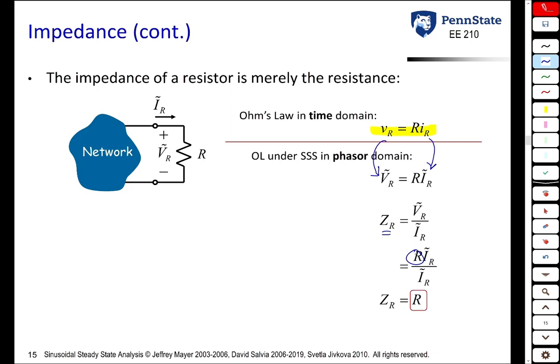So what does this mean? Suppose you have a 10 ohm resistor. Suppose we know that the current through the 10 ohm resistor is 0.5 cosine of 10t. From Ohm's law, we know that the voltage across a resistor is just the current times the resistance. So the voltage across that resistor is just going to be 0.5 times 10, or 5 cosine of 10t volts.